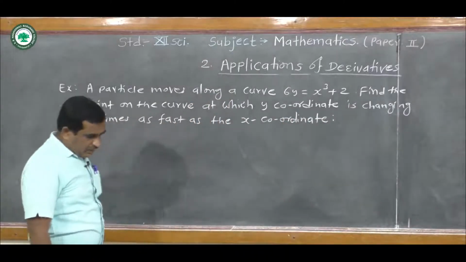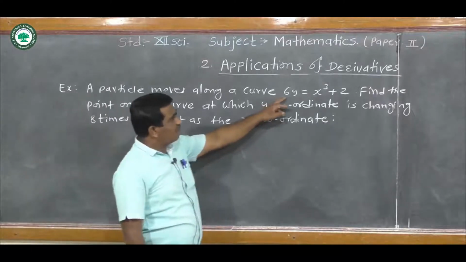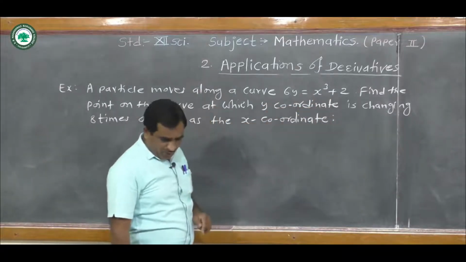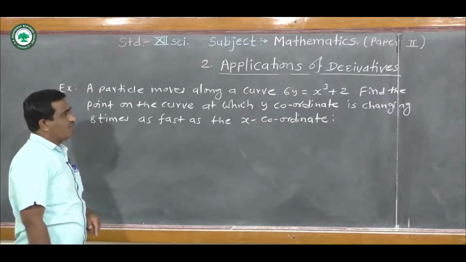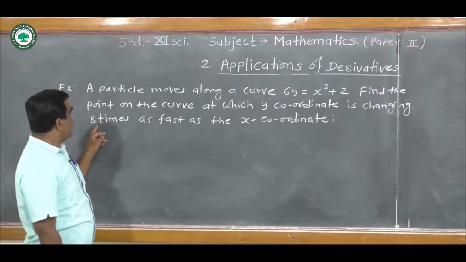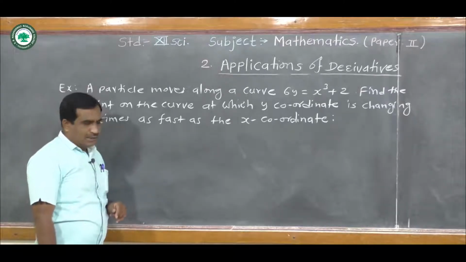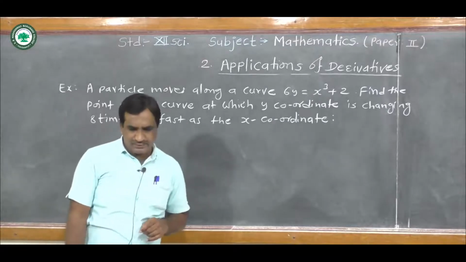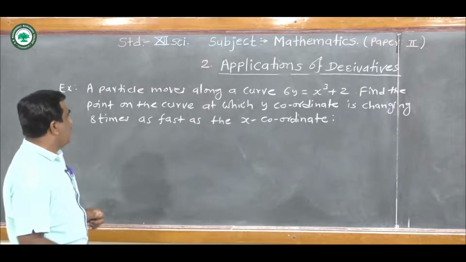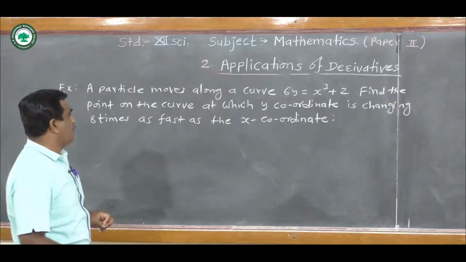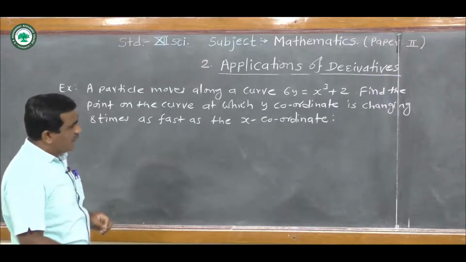Okay, now we have to see the answer for this example. We are given a curve 6y equal to x cube plus 2, and we have to find the point on the curve at which the y coordinate is changing 8 times as fast as the x coordinate. That is, we are given that the rate of change of y, dy by dt, is equal to 8 into the rate of change of x coordinate, that is dx by dt.